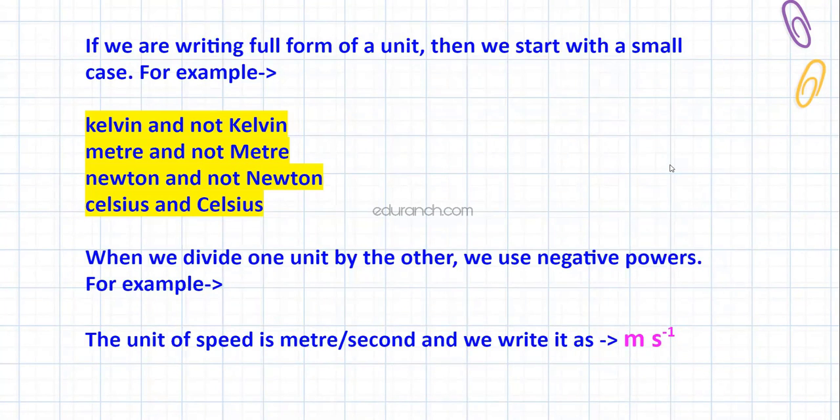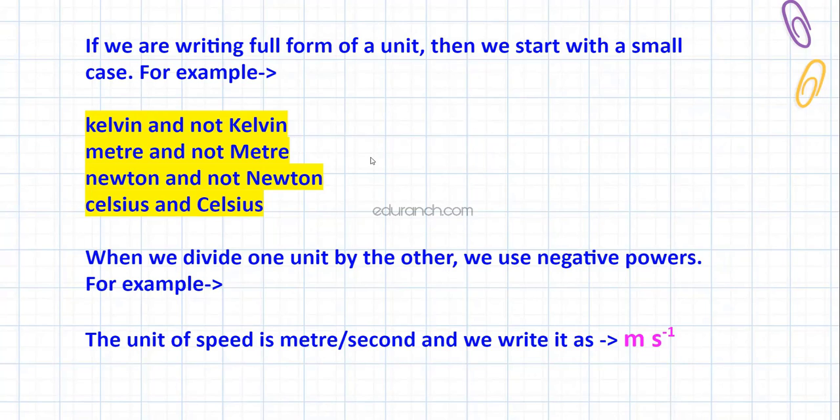Now, if we are writing the full name of a unit, then we start with a small case letter. We do not start with a capital. Like when we write kelvin, we start the word with a small k, not with a capital K. When we write meter, we don't start with capital M. When we write newton, we do not start with capital N. When we write celsius, we do not start with a capital C.